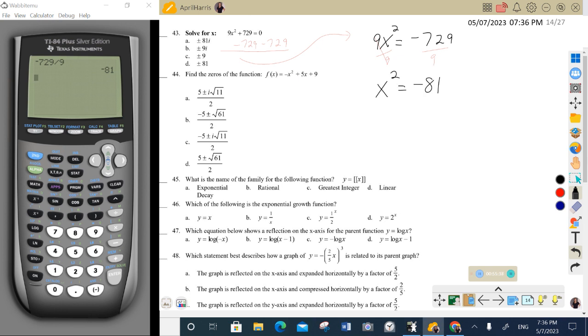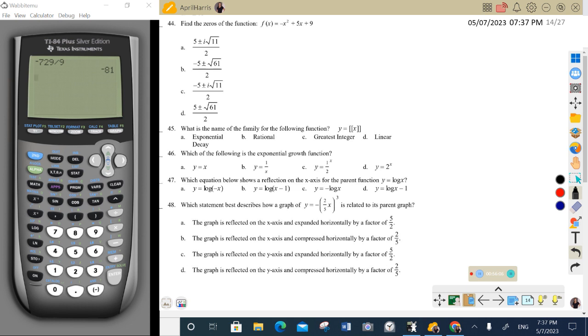Then you're going to take the square root of the left and the square root of the right, the opposite of square, square root. Remember that when you take the square root, it's plus or minus. The square root of a negative is an imaginary, and the square root of 81 is 9. So plus or minus i9 or plus or minus 9i. That's how I like to write it normally. And the answer is B. Taking the square root of a negative, that's where the imaginary comes from.